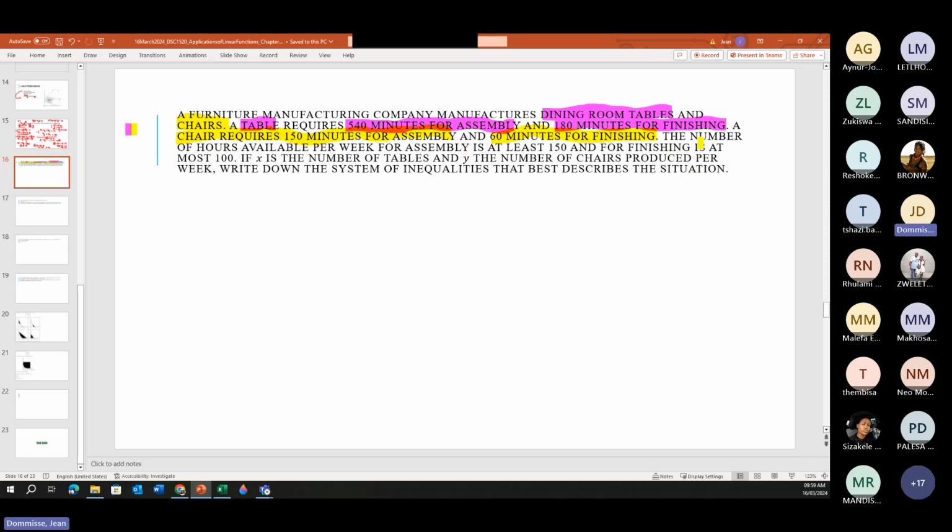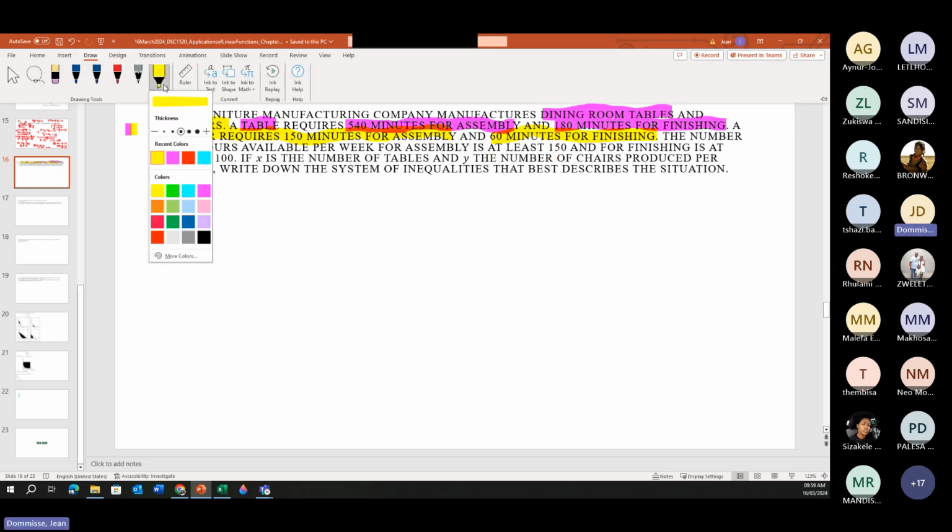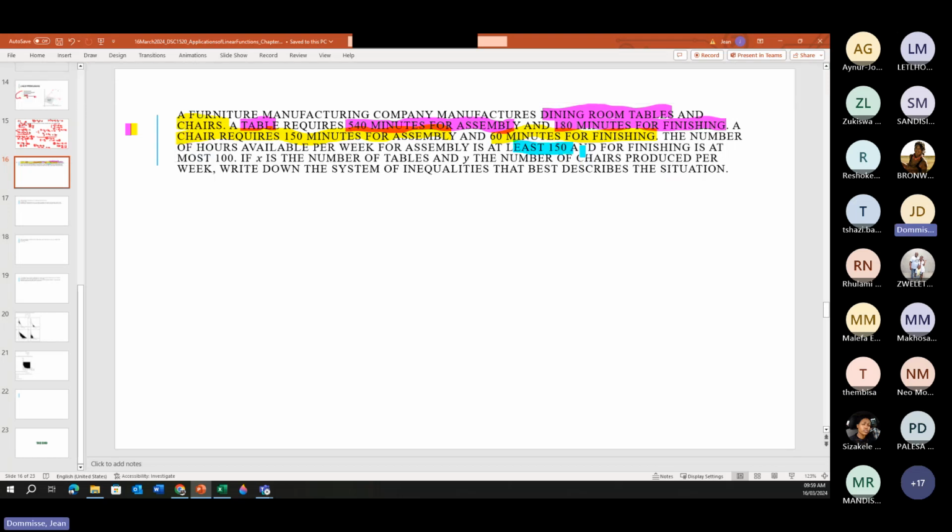Then they tell us the number of hours available per week for assembly is at least 150, and so that is another one coming in. And for finishing, it is at most 100. Okay, so at least 150, at most 100.